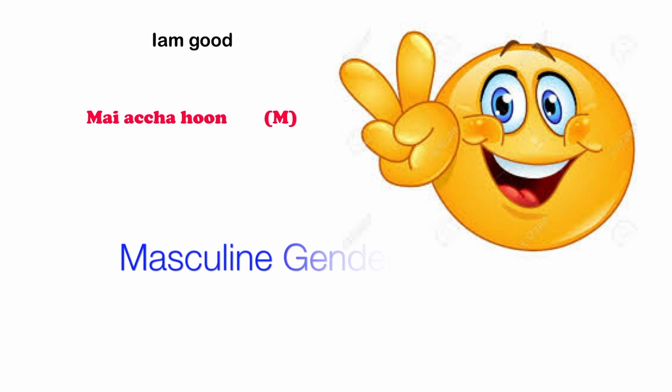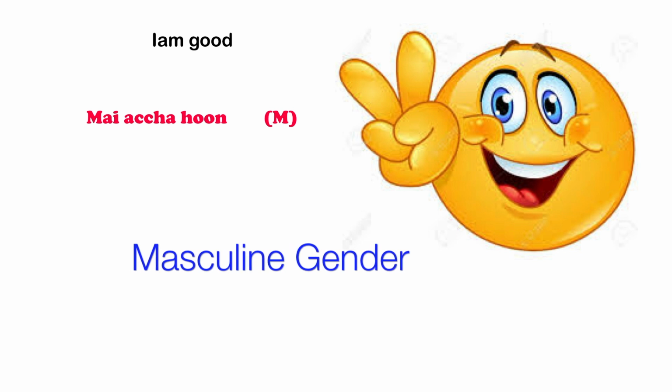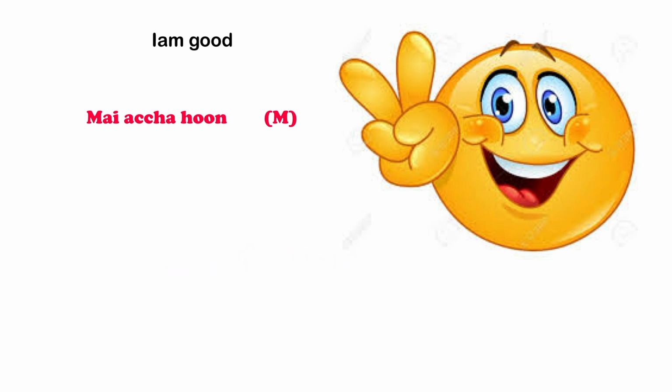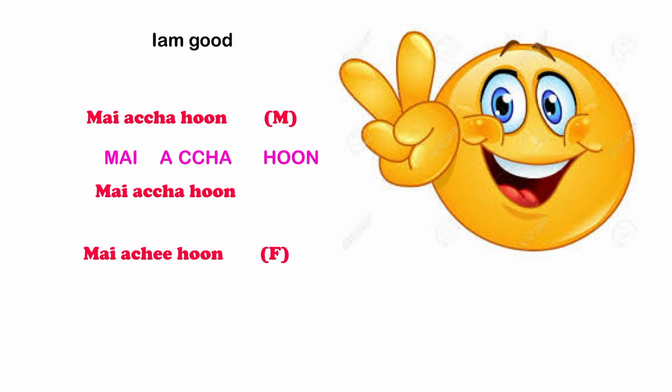I'm good. How will that go? Main accha hoon. I'm putting an M there, which means masculine gender. Main accha hoon. Main achhi hoon. This word achhi is for feminine gender. So that you use for a feminine gender.